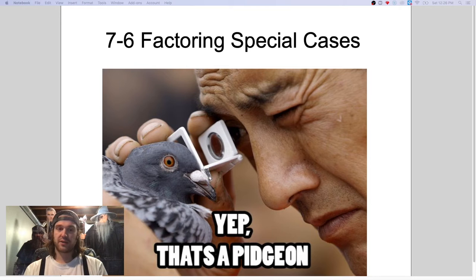Now, these special cases can be factored by the previous methods that we've learned in this video series. However, if you recognize these special cases and you can identify them quickly, it makes factoring much, much faster. So you're able to take this shortcut and not go through the conventional methods of factoring that we've learned.